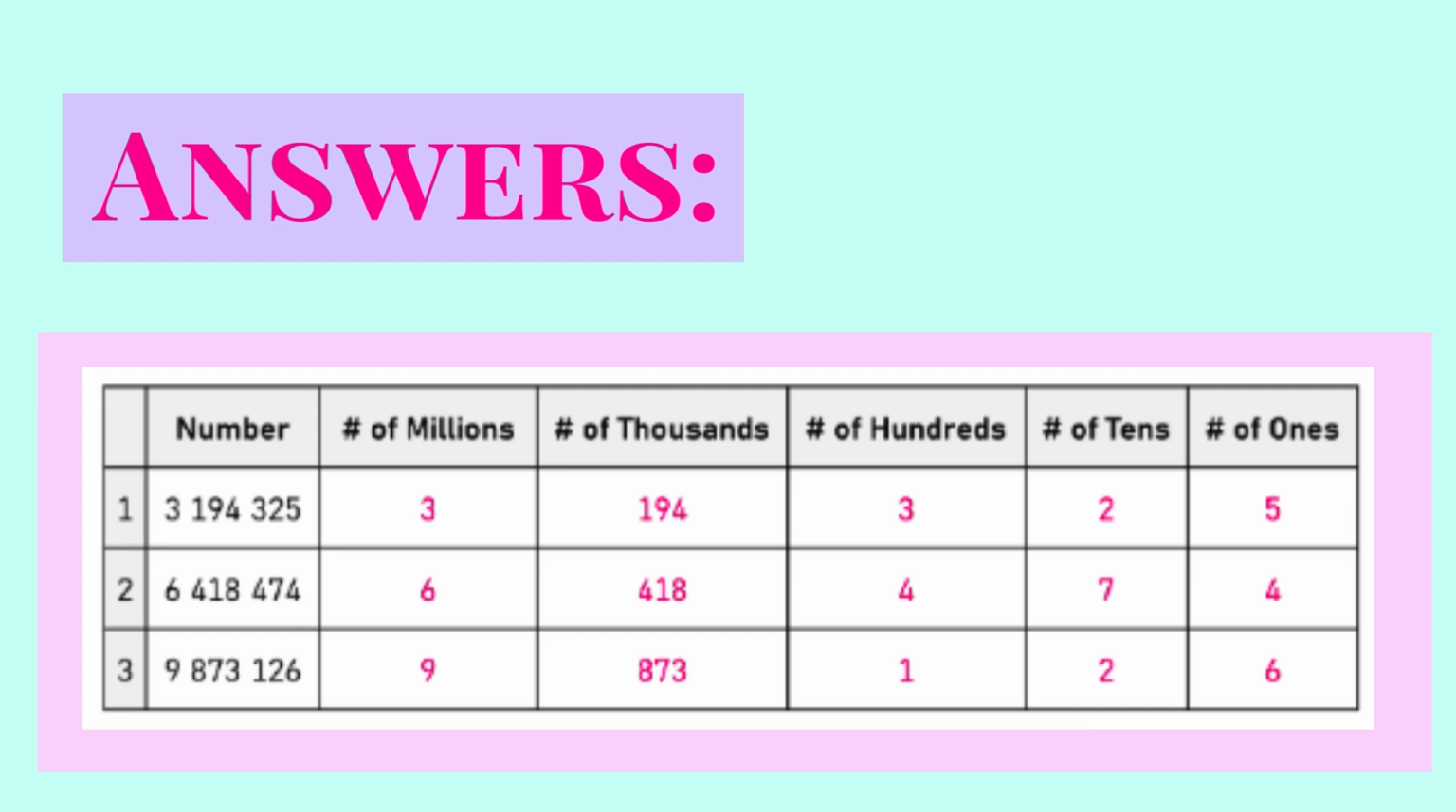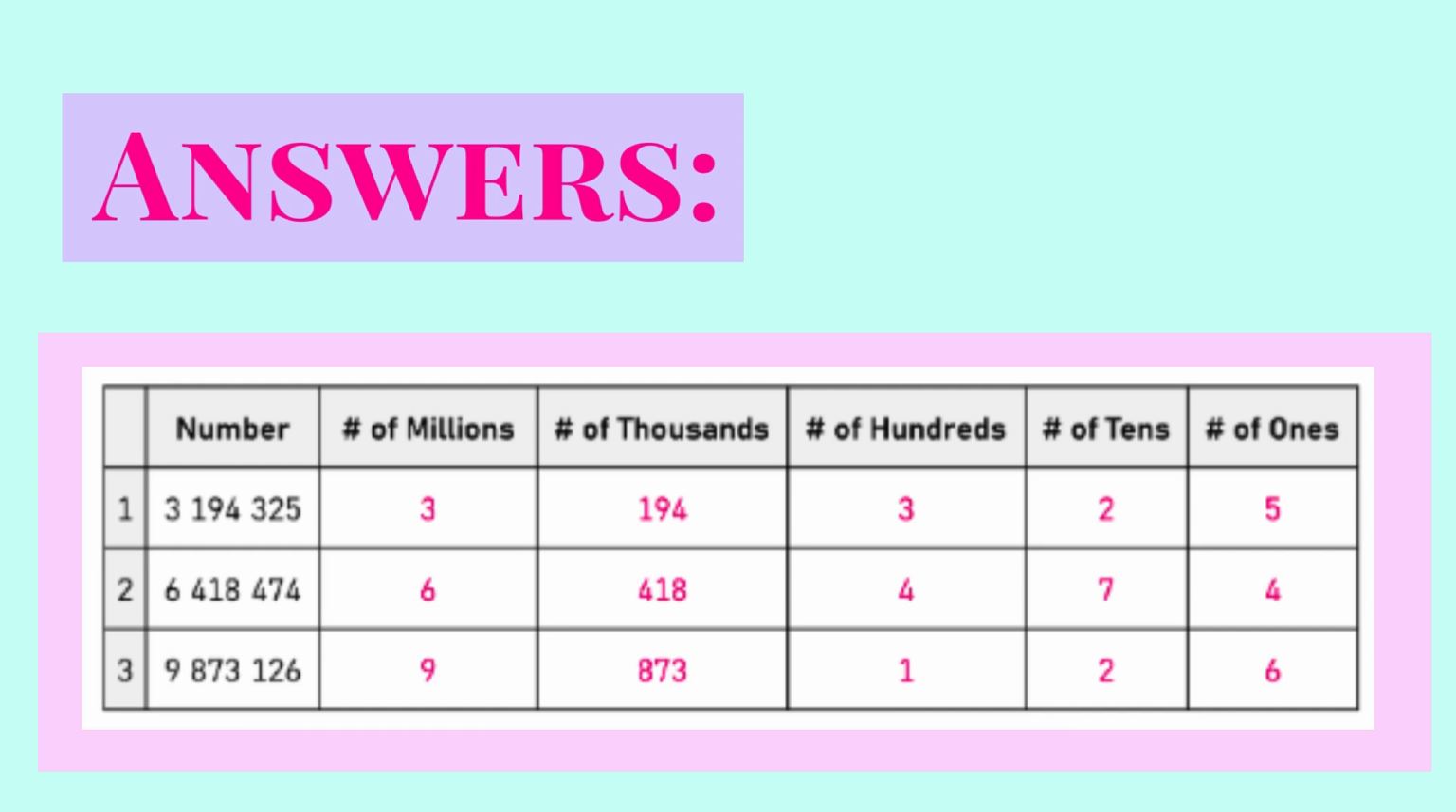In number 1, the number given to you was 3,194,325. In looking at that standard form number, we can see the number of millions is 3, the number of thousands is 194, there are 3 hundreds, 2 tens, and 5 ones.